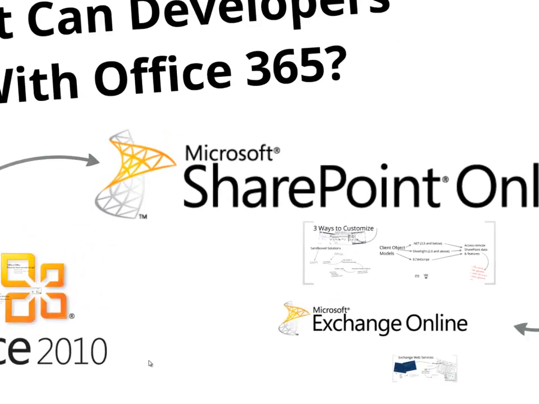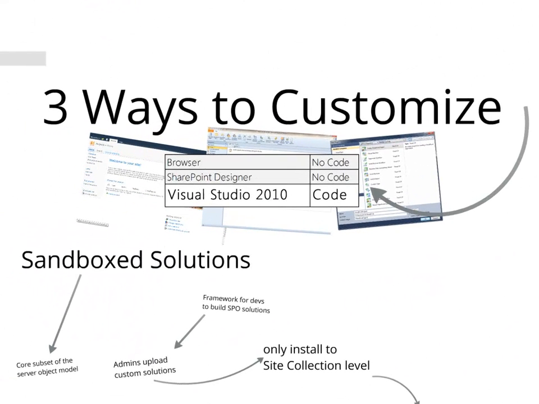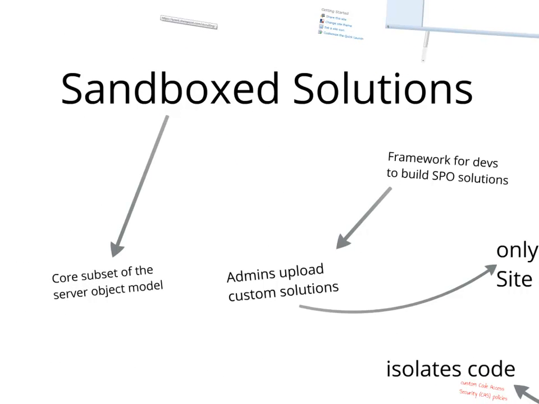Next is SharePoint Online, which gives you 3 ways to customize it for solutions. First, there's the browser and the SharePoint Designer, and then Visual Studio 2010, which is the only one that supports custom code solutions. The first custom code solution being Sandboxed Solutions. Sandboxed Solutions give you a core subset of the server object model. In essence, Sandboxed Solutions are a framework for developers to build SharePoint Online solutions, which they then hand over to administrators to upload when they're done.